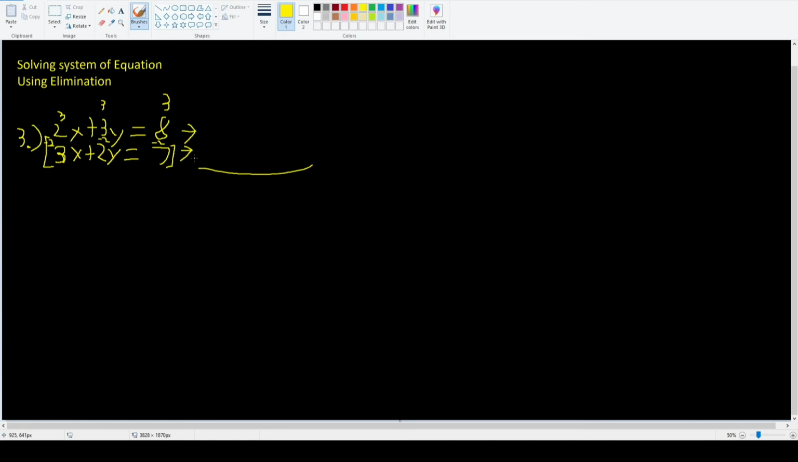So negative 2 times 2x equals negative 4x, and negative 2 times 3y equals negative 6y, equals negative 16. Simple, correct. So 3 times 2x is 6x, 3 times 2y is 6y, and 3 times 7 is 21.